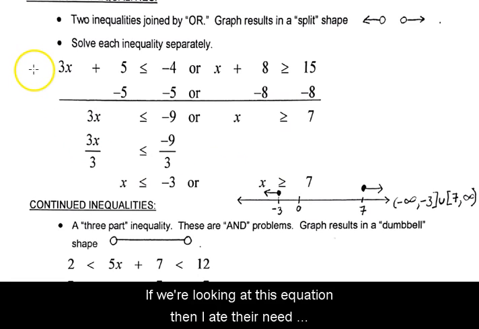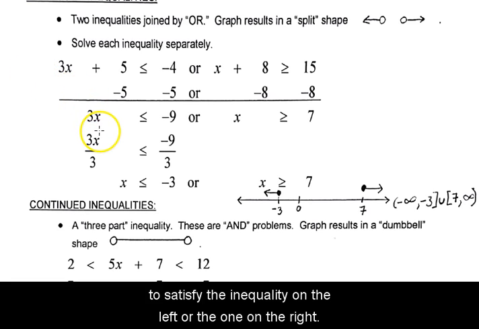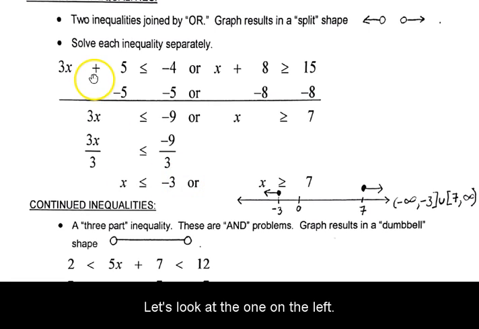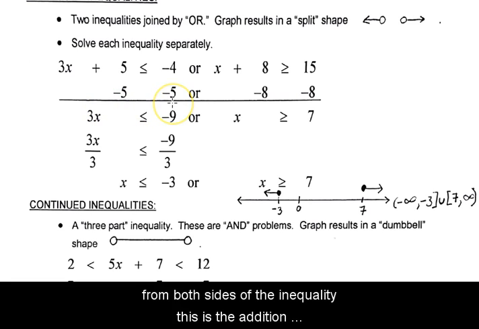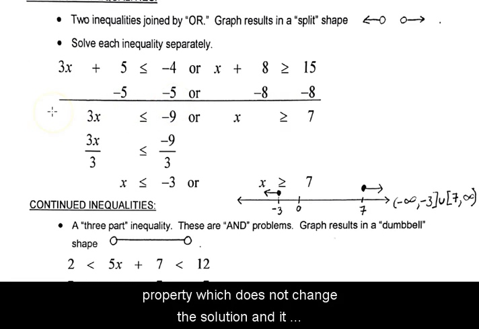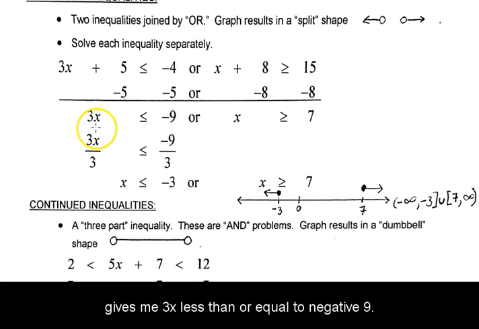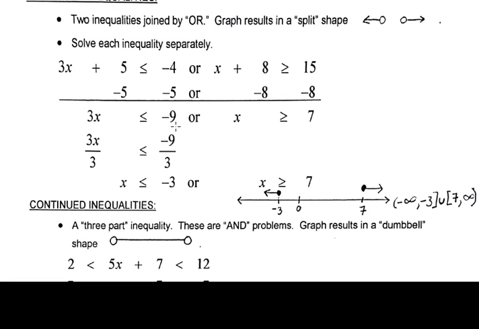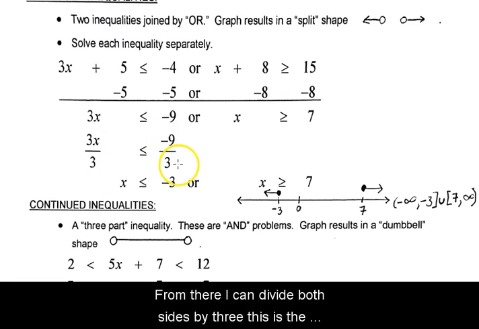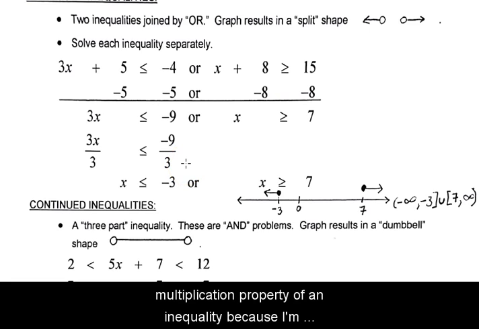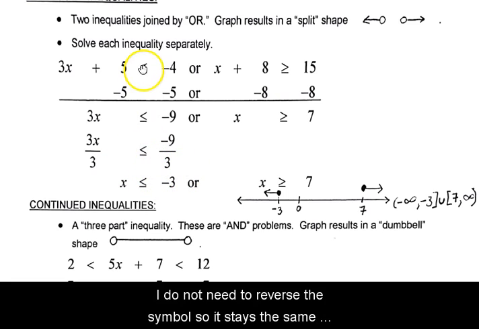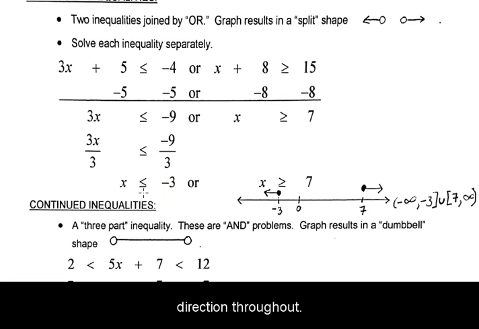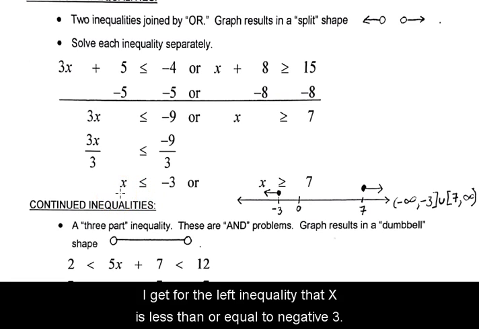If we're looking at this equation, then I either need to satisfy the inequality on the left or the one on the right. Let's look at the one on the left. First, to isolate x, I need to move the 5 by subtracting 5 from both sides of the inequality. This is the addition property, which does not change the solution, and it gives me 3x less than or equal to -9. From there, I can divide both sides by 3. This is the multiplication property of an inequality. Because I'm dividing by a positive 3, I do not need to reverse the symbol, so it stays the same direction throughout. I get for the left inequality that x is less than or equal to -3.